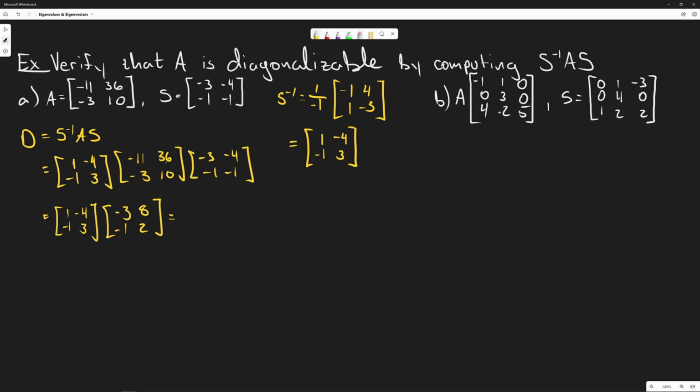Then we multiply with our third matrix, which is our inverse, and we should get -3 plus 4, which would be 1. And then we have 1 times 8 plus -4 times 2, which is 8, so 8 minus 8 will be 0. Then we have -1 times -3, which is 3, and then 3 times -1 will give you another 0. And then lastly, -1 times 8 is equal to -8, and 3 times 2 equals 6, so this would be -2. And this will be our final answer.